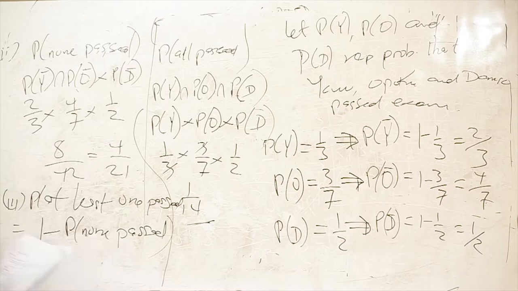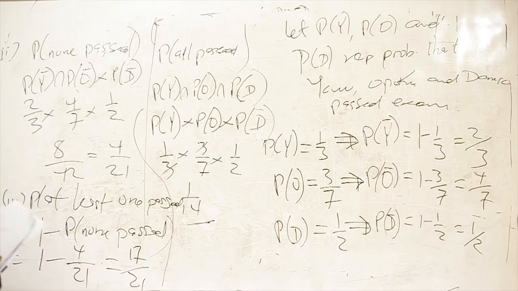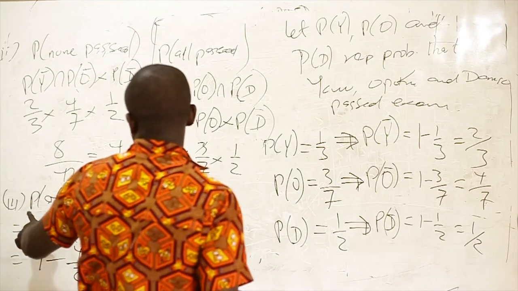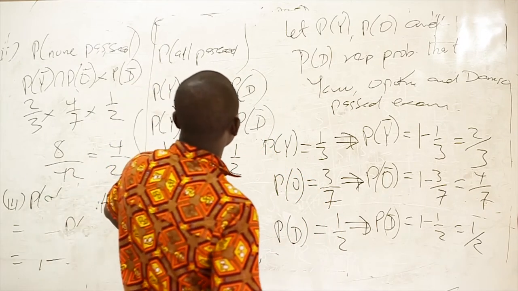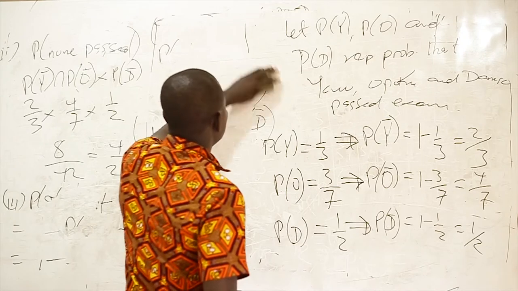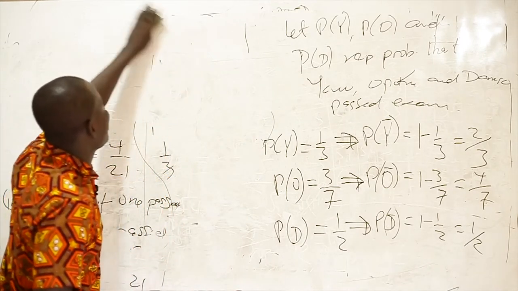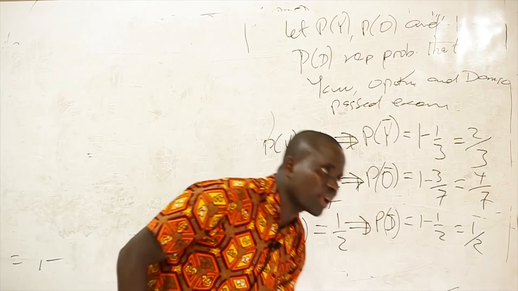Now, P(at least one pass) is given by this formula: 1 minus P(non-pass). Automatic. So it is 1 minus, what is your P(non-pass)? 4 over 21. And I've taught you how to subtract a proper fraction from 1. Just subtract this, you get 17 over 21. I hope you're okay. That is, P(at least one pass) is 1 minus P(non-pass), where P(non-pass) is 4 over 21. Now, I have to clean here because I will need this for something very useful. P(at least one pass) is equal to 1 minus P(non-pass). So until you calculate P(non-pass), you cannot calculate at least one pass.